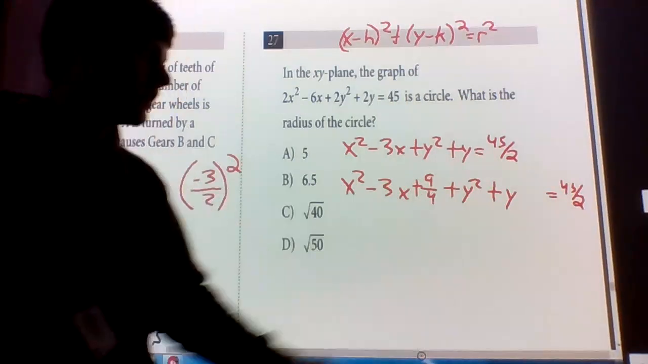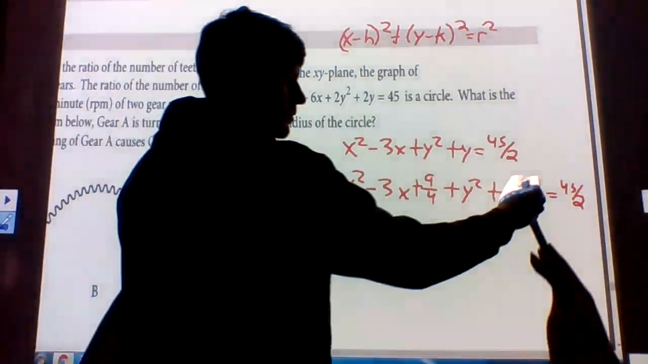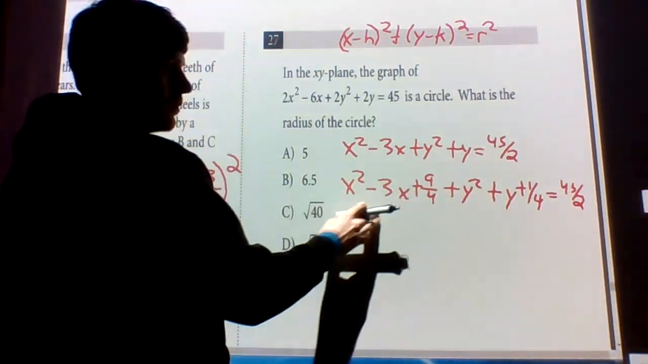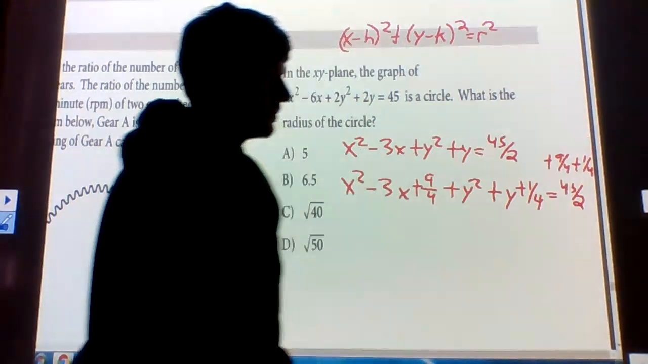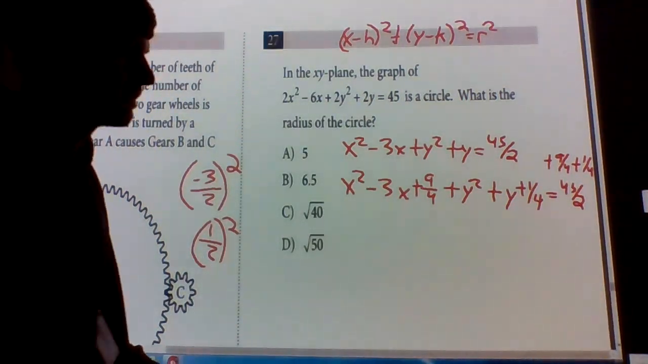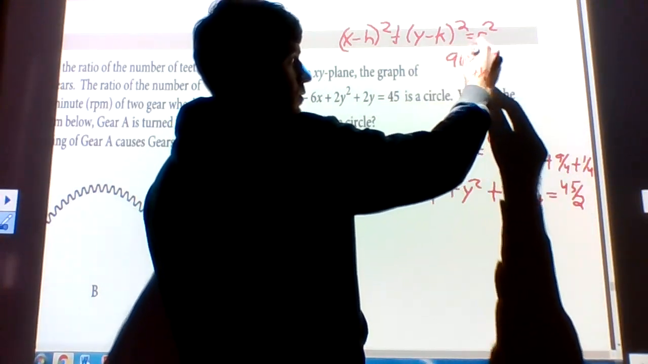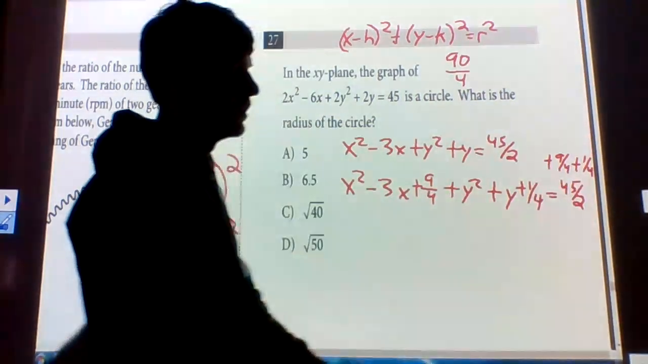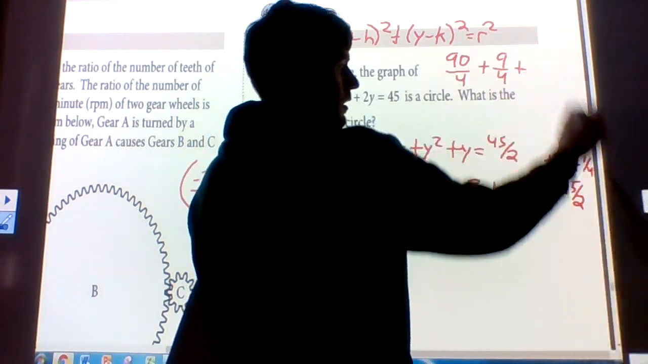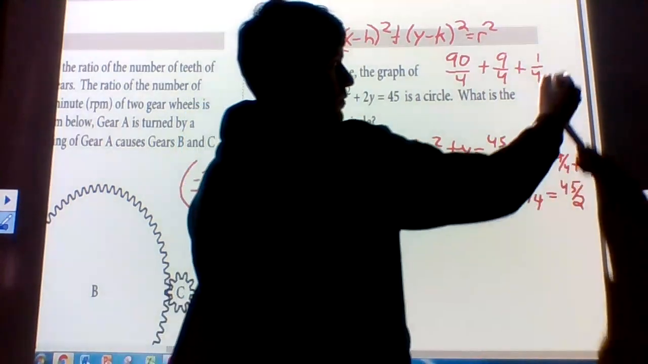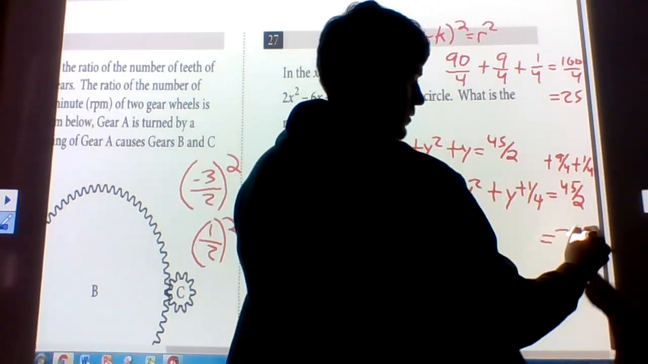We have to do the same thing over here. That's a 1 in front of there, so 1 divided by 2, and then we need to square it. That's going to be 1 over 4, plus 1 over 4. Okay, if we add them to that side, we got to add them to the other side. So we have to add plus 9 over 4, plus 1 over 4 to this side. Okay, I'm going to do this up here. So we're going to change 45 over 2 into 90 over 4. All right, we're just going to multiply by 2 over 2. So 45 over 2 becomes 90 over 4, plus 9 over 4, plus 1 over 4. You're going to get 100 over 4. And 100 divided by 4 equals 25. So this is going to become 25.